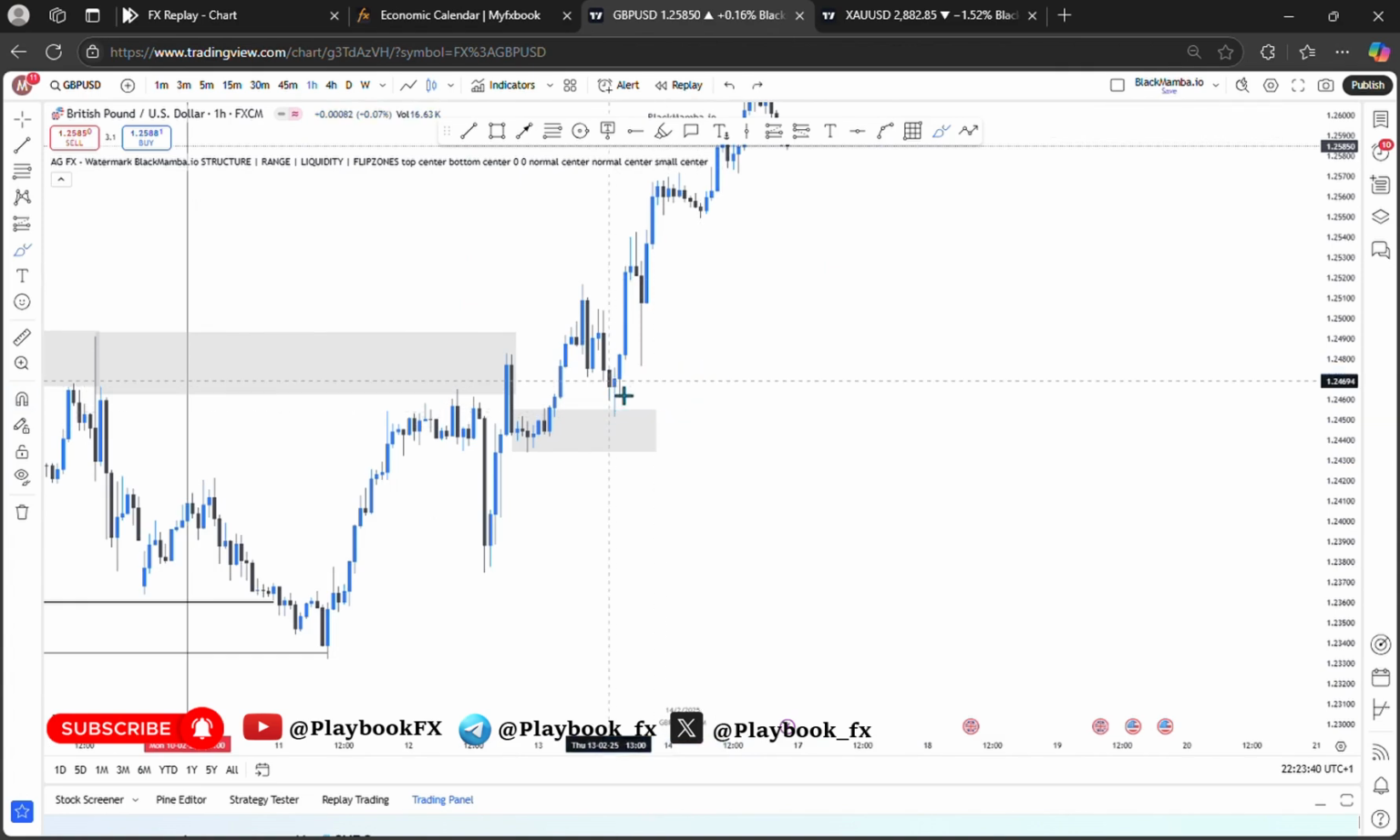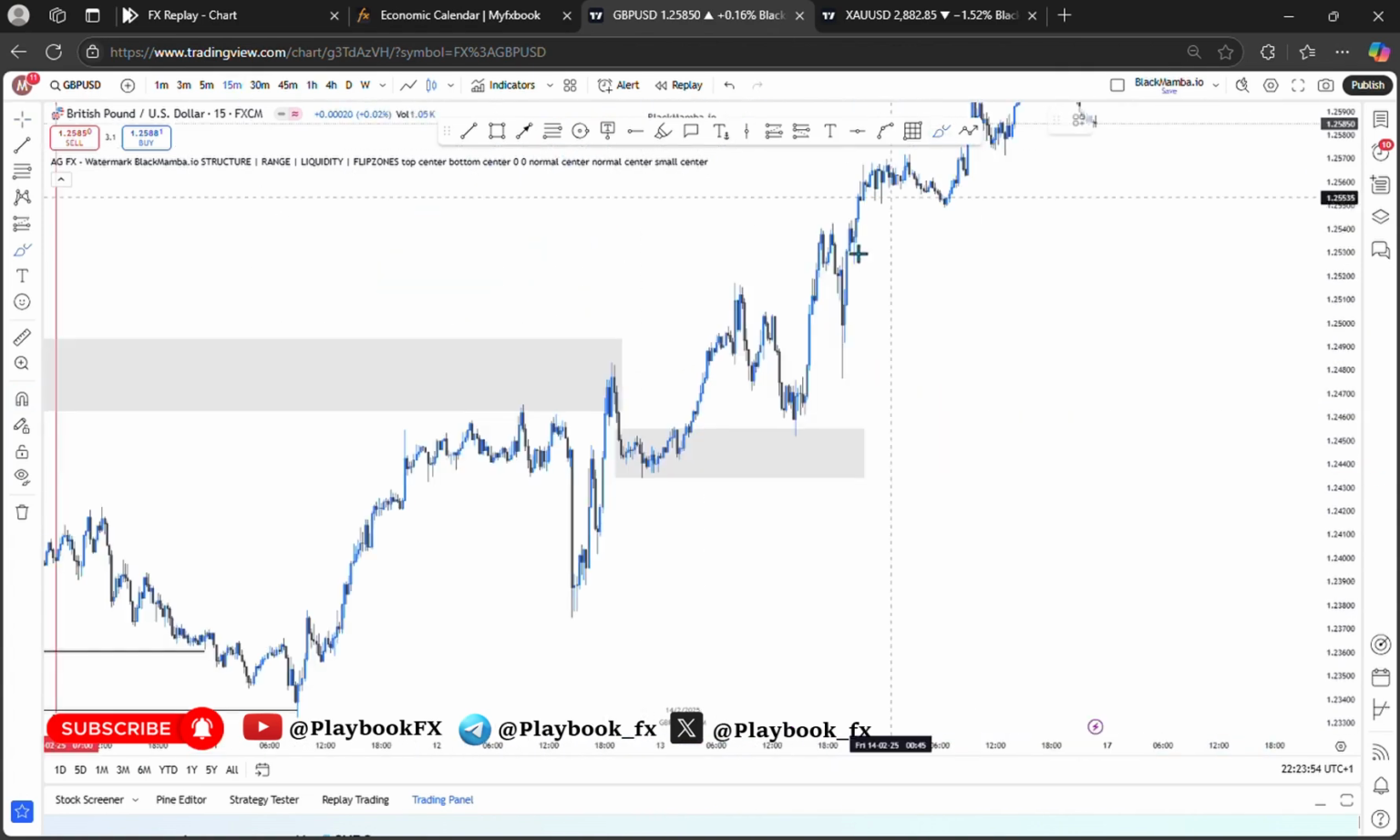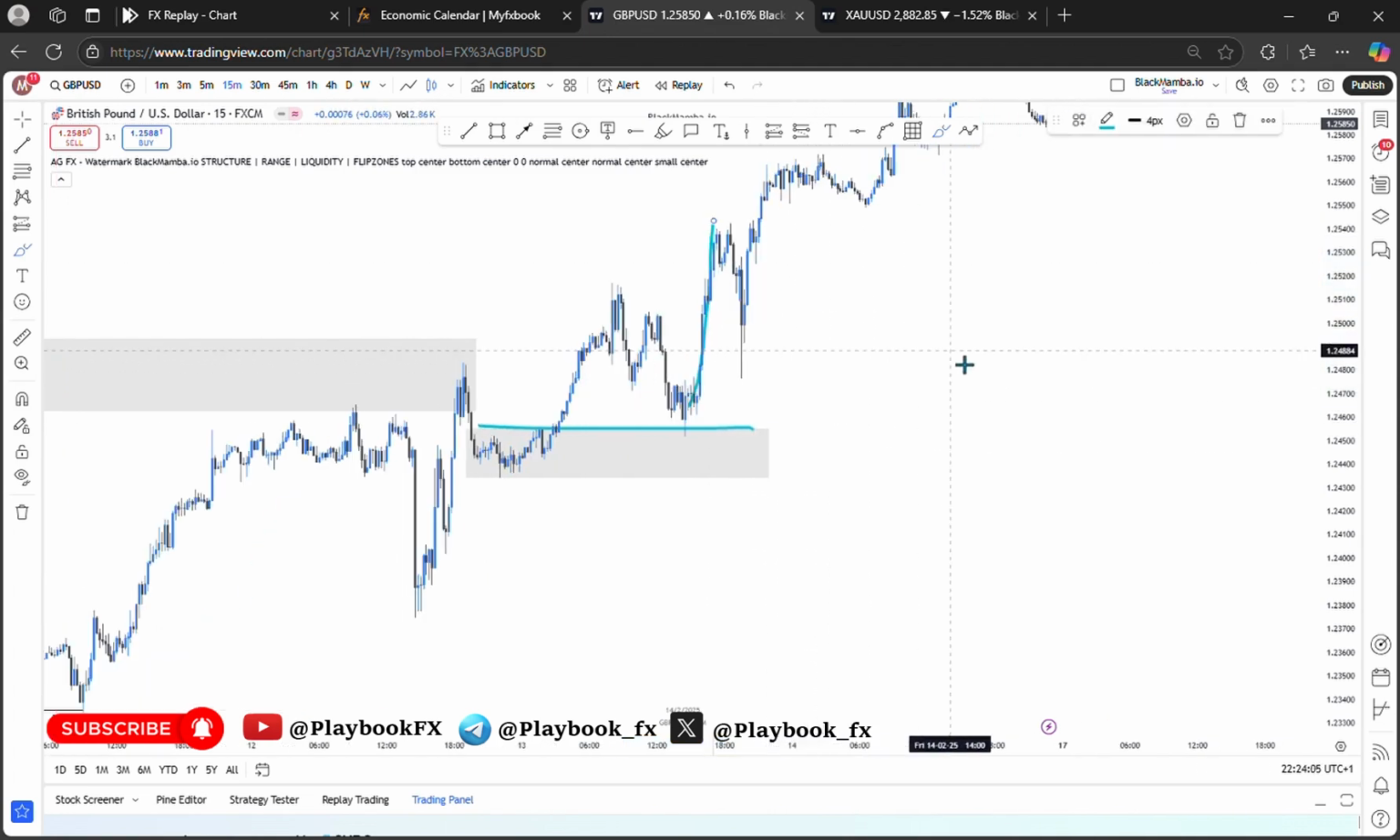So if we go to like 15 minutes, when price came back to mitigate this flip zone here, price pushed aggressively to the upside, and it's either price respect here or price respect this breaker block here. Those are the two areas I was looking for price to respect.